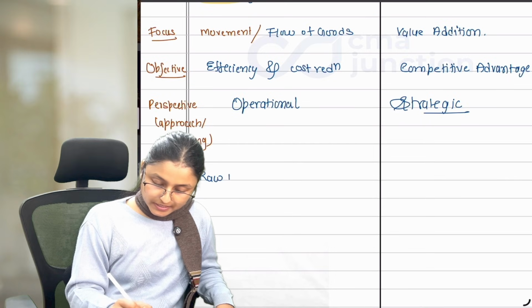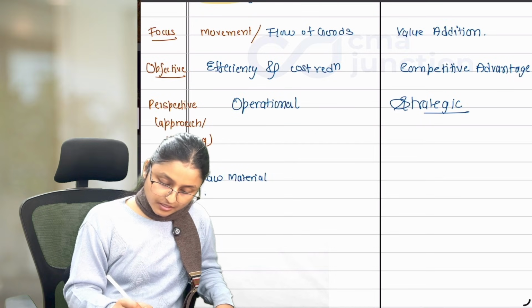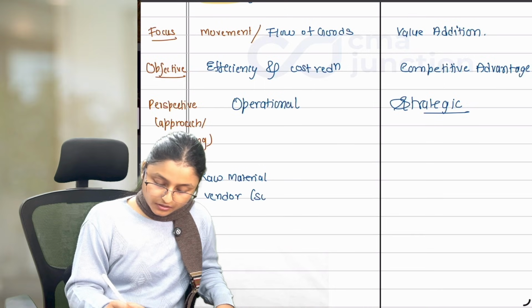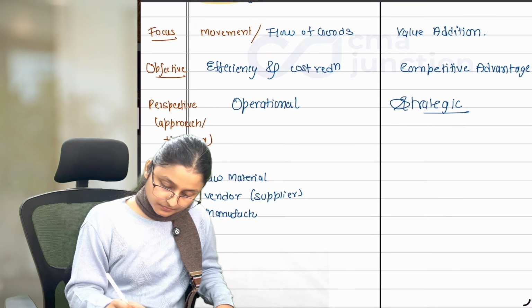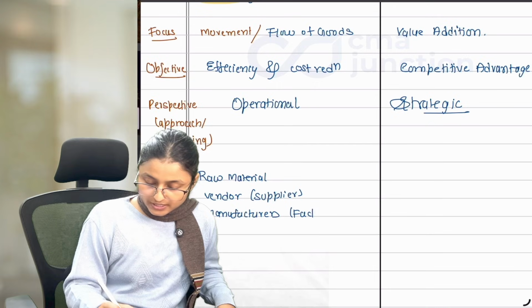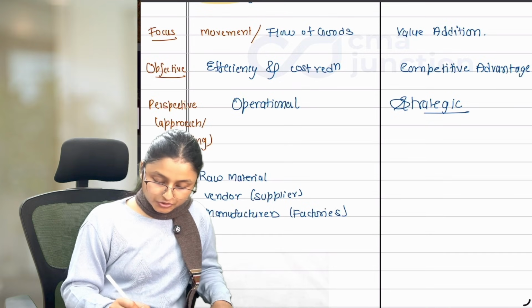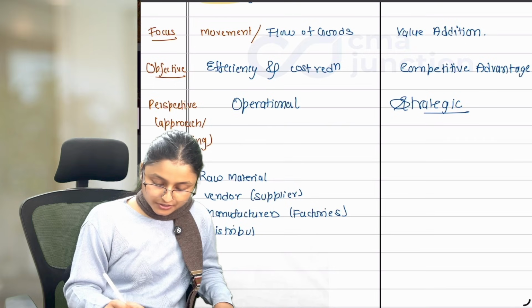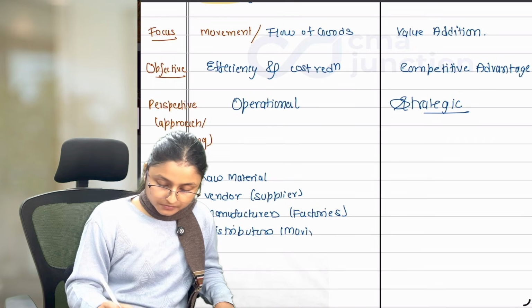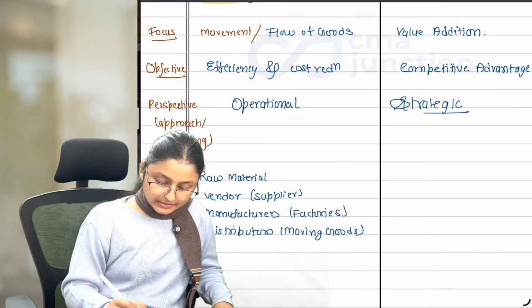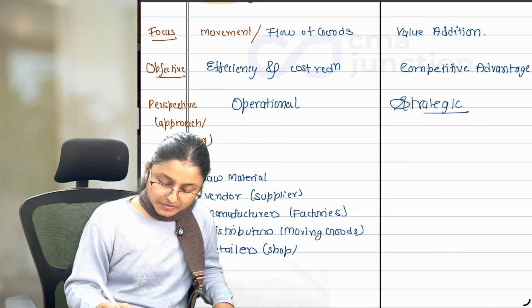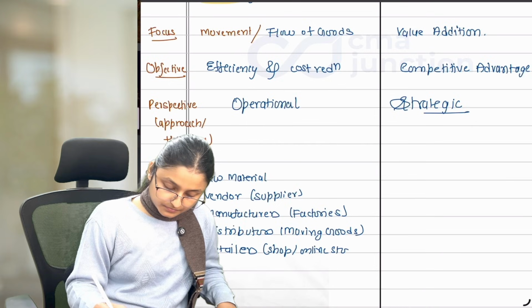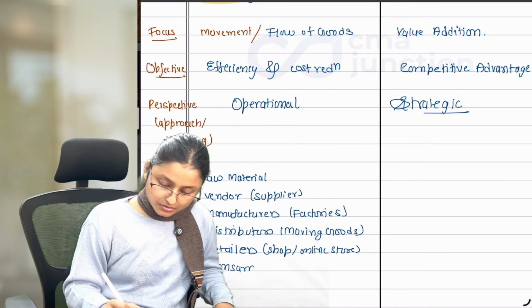Here we have raw material. Then comes vendor, who is the supplier. Then manufacturers. We can call it as factories, who are going to produce the product. Then we have distributors, who will move the product. Then retailers are the shops or the online store from where the customer will buy the product. And last is consumers. They are known as final buyers.